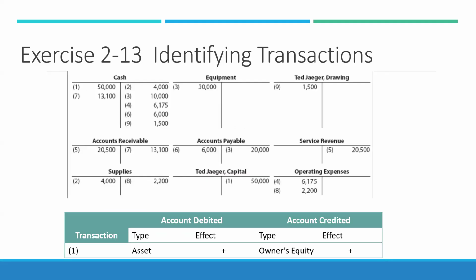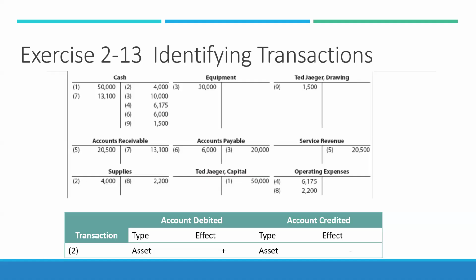Do you see in this case cash was debited 50. Owner's equity was credited 50. So what happened to cash? It went up. What happened to owner's equity? It went up, right? What do you think happened here? Ted invested money in the business, right? Okay, excellent. Next one. Number 2.